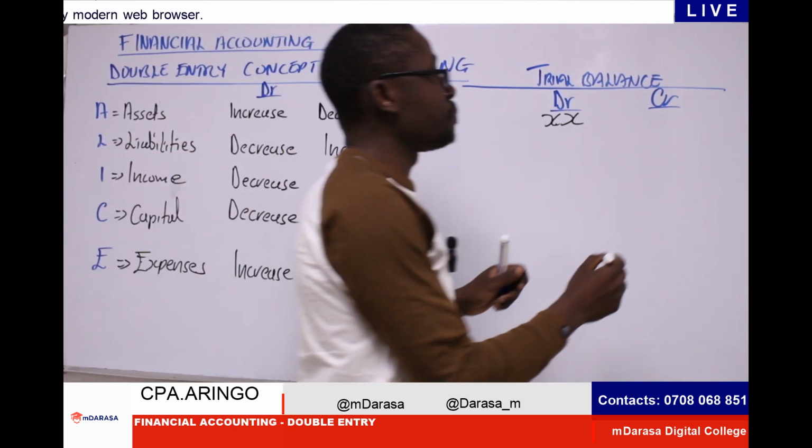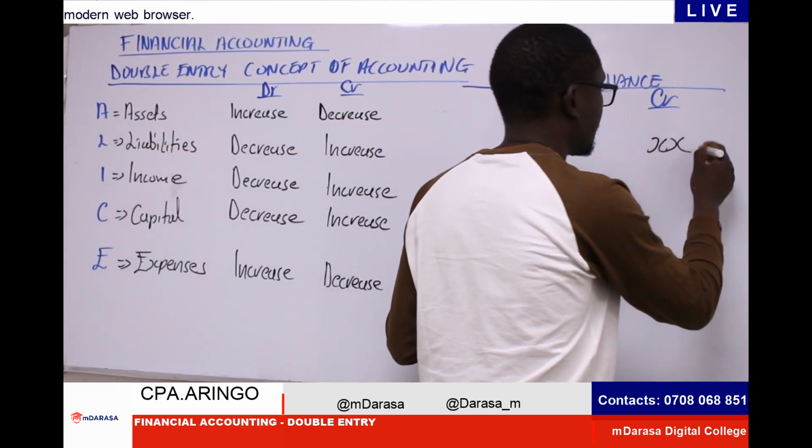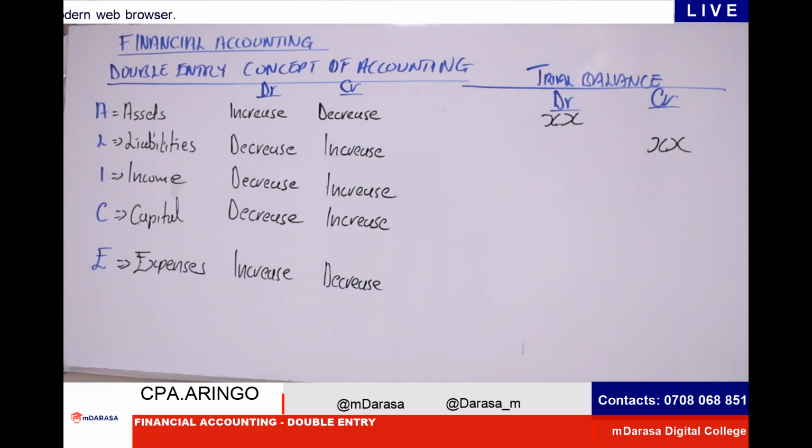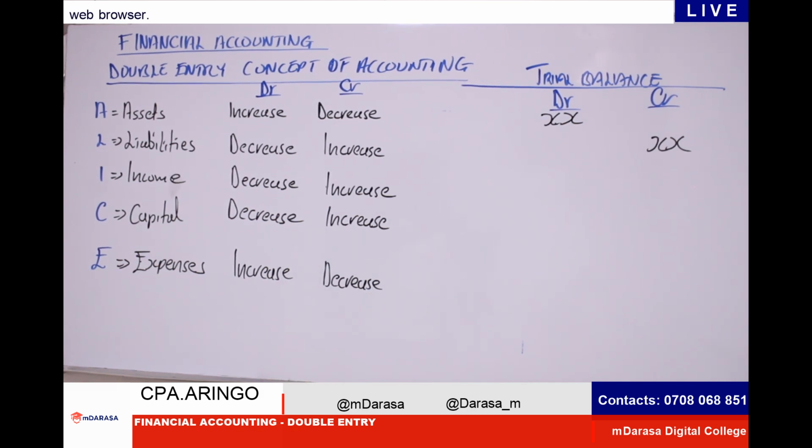Liabilities will always be on the credit side. Remember, the guiding principle is ALICE. So in our trial balance, all our assets will always be on the debit, and all our liabilities will always be on the credit.